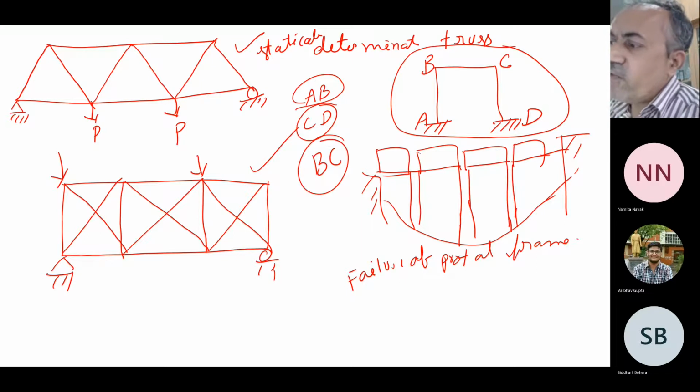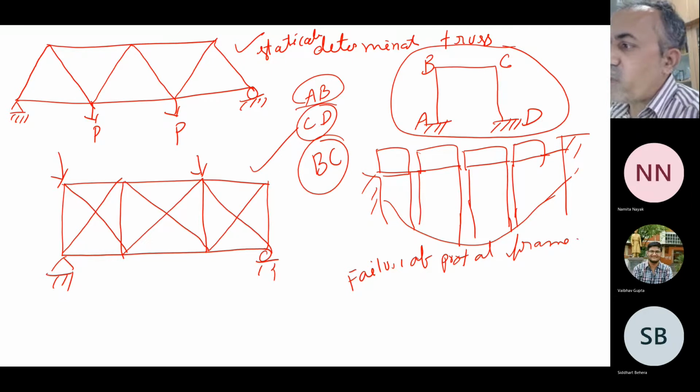So now what do you mean by failure of this portal frame? When I say portal frame failure, the individual AB column you can find out, the individual CD column you can find out, from buckling or whatever mode you can easily estimate. The BC moment capacity also you can calculate.